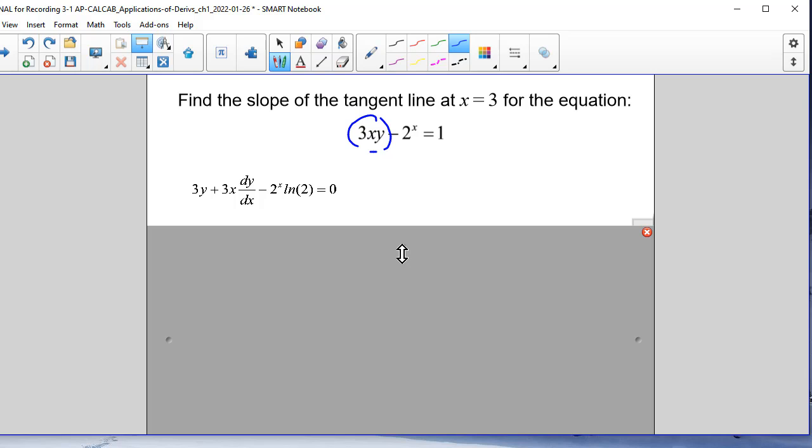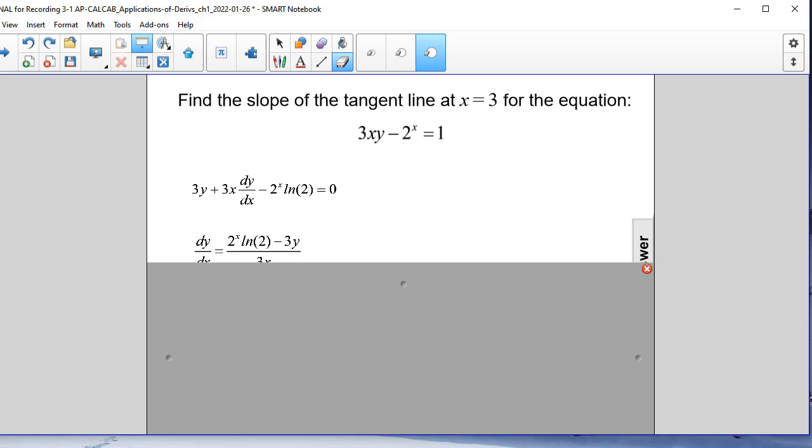So using the first derivative of the first term, 3x, that gives me 3 times y, and taking the derivative of the second term leaves me with 3y plus 3x times dy/dx. Now, let me just erase this. I'm now going to find the derivative of 2 to the x. And the derivative of 2 to the x is 2 to the x times the natural log of 2. And finally, the derivative of 1 is 0. So we have our derivative.